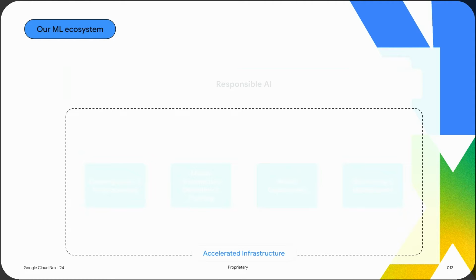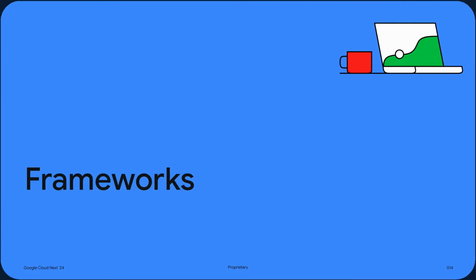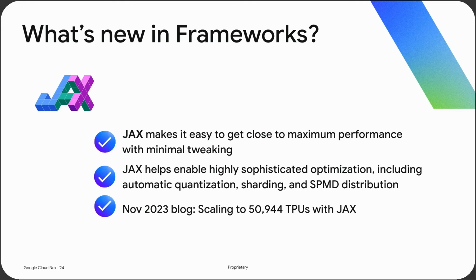And all of this, as you can see in this slide, is underpinned by accelerated infrastructure for training and inference, and guidance to help you deliver the most responsible experience. We provide you tools that help you be responsible across the board. And we really believe that it's time for AI and machine learning to be a part of every developer's toolbox. So let's start with frameworks. Spoiler alert, we have some exciting news around JAX, Keras, and Gemma models.